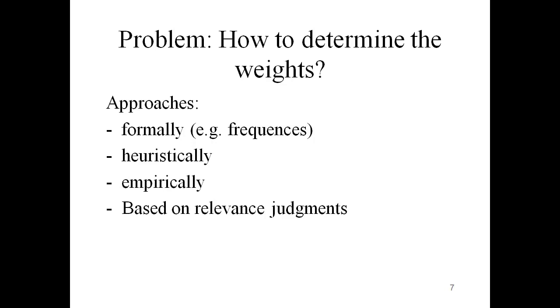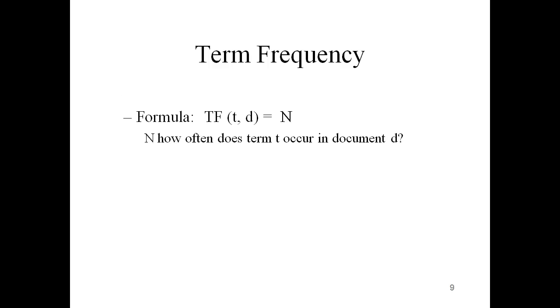Now, how do we get the weights? Okay? Different approaches, formally, heuristically, empirically, maybe based on relevance judgment, something we will talk about in the optimization class. But today we talk about empirical measurement. Basically, I count how often it is there, and then do something with this pure frequency. So as I said, the main question is how good does a term represent a document?